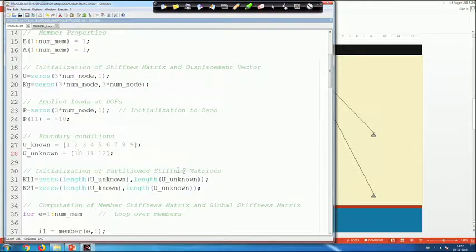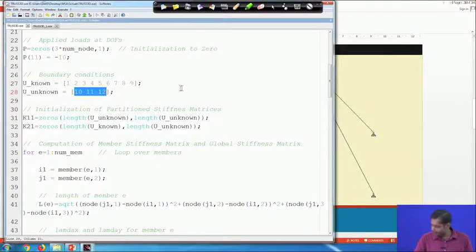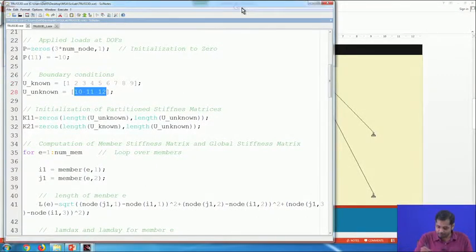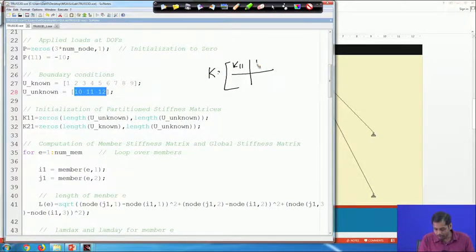Just as I said, all the known displacements, 1 to 9, are constrained, so essentially those values are 0, and the only unknown displacements are 10, 11 and 12. We have to solve for these. This is the partitioned stiffness matrix. If you recall, we discussed that in the case of 2D truss as well. The total stiffness is partitioned into K11, K12, K21 and K22. So this is K11 and this is K21.